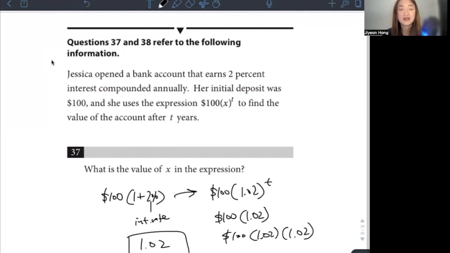So 1 plus the interest rate. If it said like you lose 10%, for example, I don't know why you would lose money when you put it in the bank account, you would say $100 times 0.9. Okay, if you're losing 10%, but this is interest rate that you're getting, so it's going to be added to the 1.